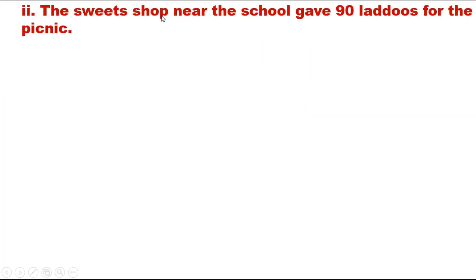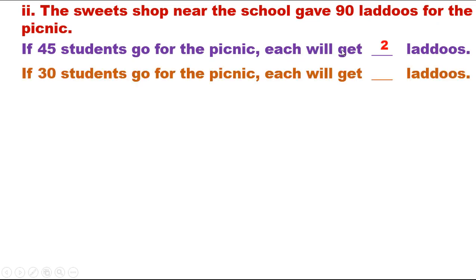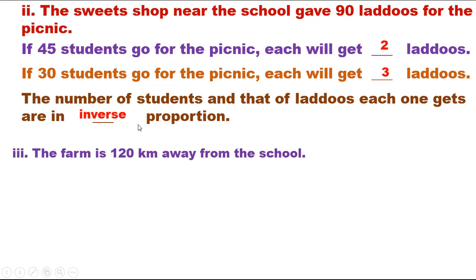The sweet shop near the school gave 90 laddus for the picnic. If 45 students go for the picnic, each will get 2 laddus. If 30 students go for the picnic, each will get 3 laddus. The number of students and the number of laddus each one gets are in inverse proportion.